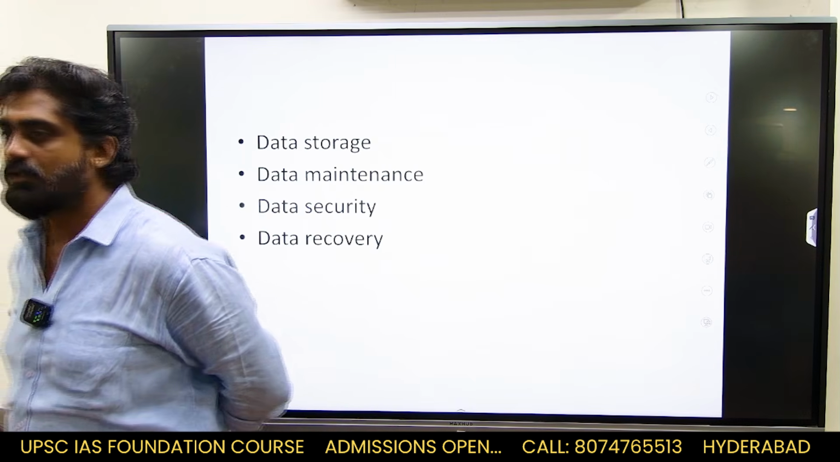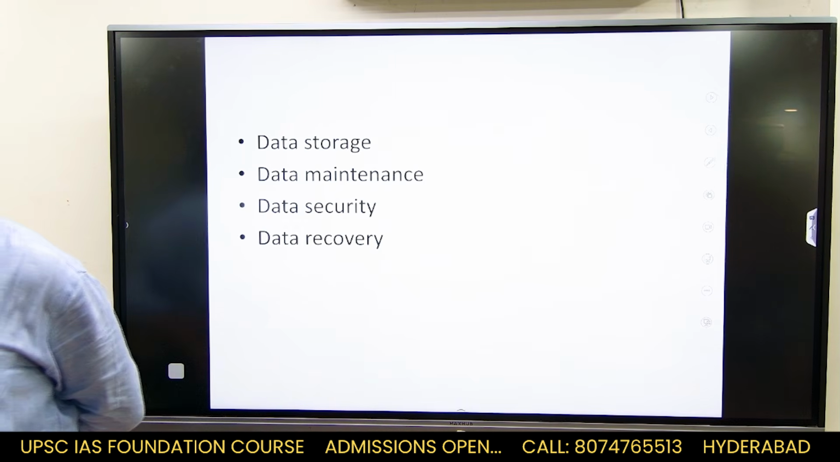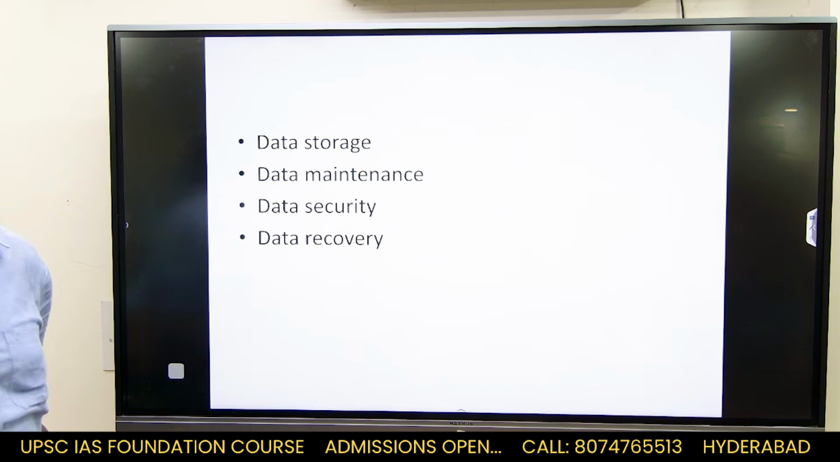Where is our dog photo? On Facebook? Who is storing it? Facebook only, no? Data storage. Who is taking care of that? Data maintenance. Who is safely keeping that? The dog photo, it's safe. Data security. If something happened, data recovery.